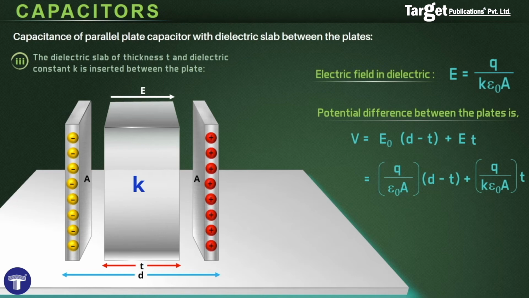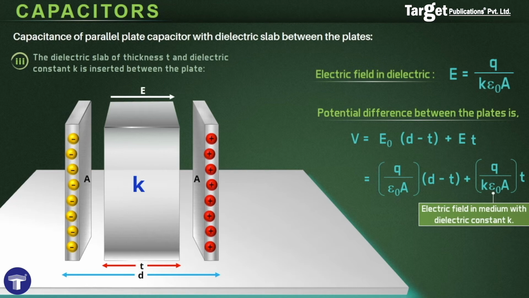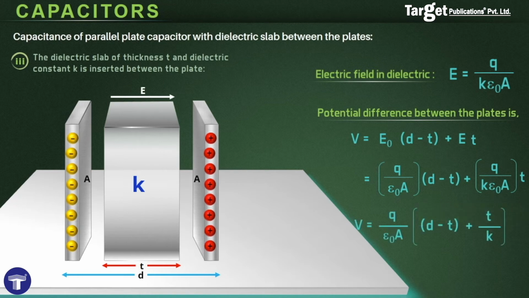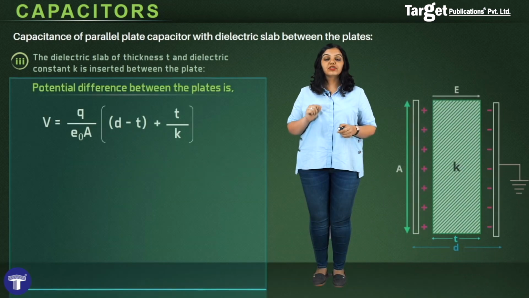Now here you can see the quantity in the first bracket is the electric field when K is equal to 1, because this is for the portion where there is no dielectric, and the second portion in the bracket is the electric field in the medium with a dielectric constant equal to K. This gives me the total potential difference between the plates.